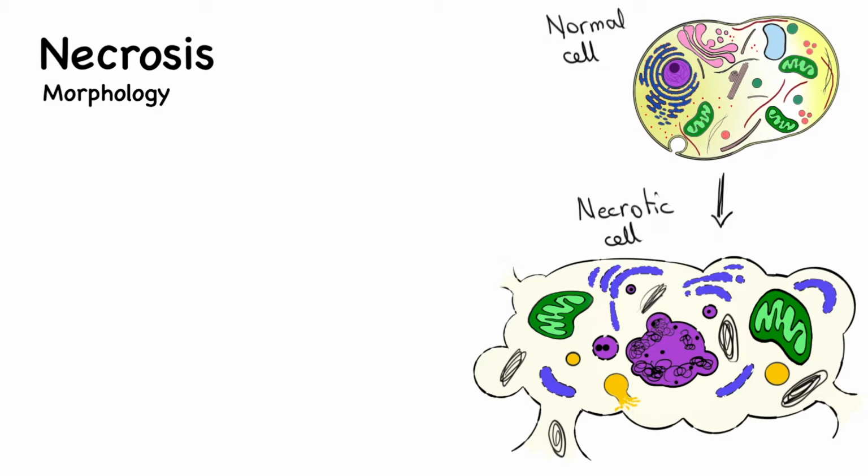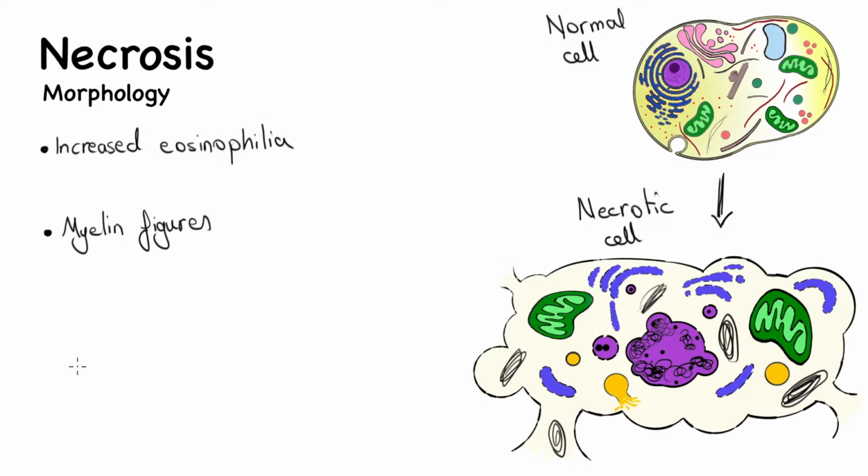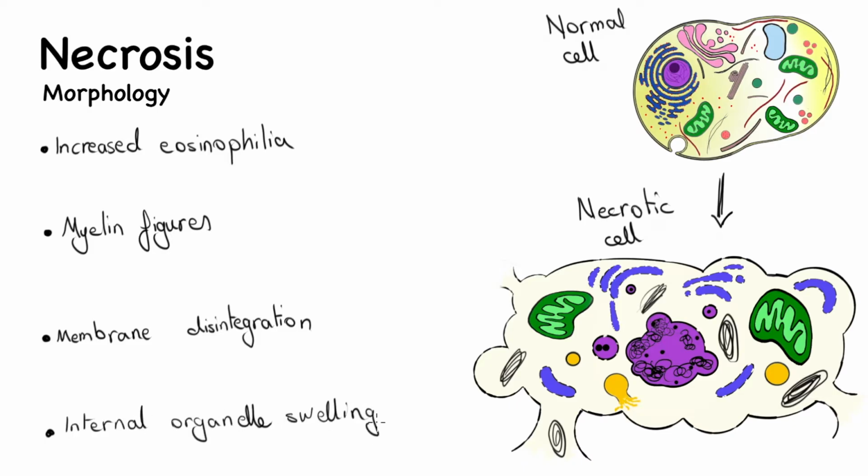Okay, so let's take a look at the morphology of necrotic cells. So first of all, they tend to have increased eosinophilia. Then they tend to have masses called myelin figures showing up inside of them. They have membrane discontinuities and they have dilation of mitochondria. Now let's see why each of these things happen.